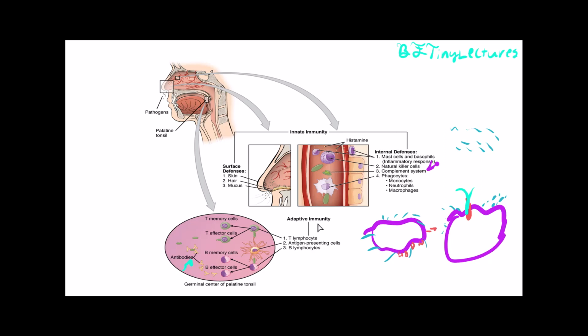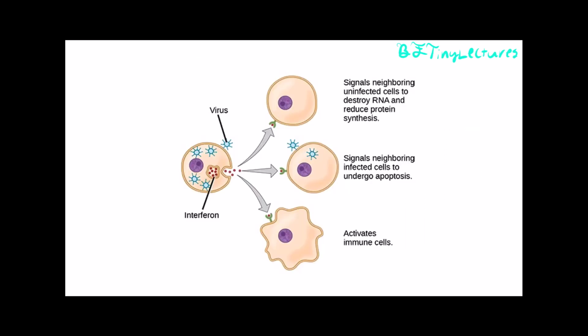But for the adaptive immunity, in order to make these little holes inside of the pathogen, we're going to need those antibodies. And these antibodies are part of the B cells, specifically the plasma cells. And we're going to talk about complement systems further in the future in greater detail. Something that is really important to the innate immune response is called interferon.